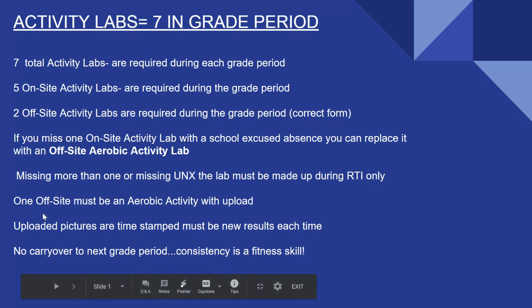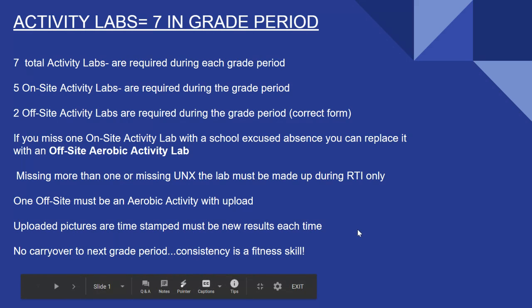Okay. So remember, one off-site activity lab must be an aerobic activity with an upload. So if you're looking up here and you have 2 to do, one you could do muscular fitness, or one you could do yoga or flexibility or core, but the other one would have to be an aerobic activity lab with the upload from the app or the picture of your watch or however you're showing me that you did it.